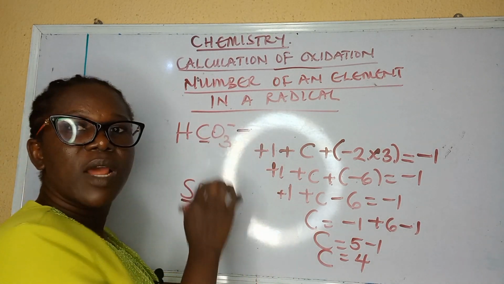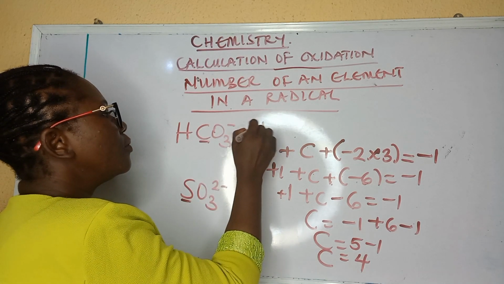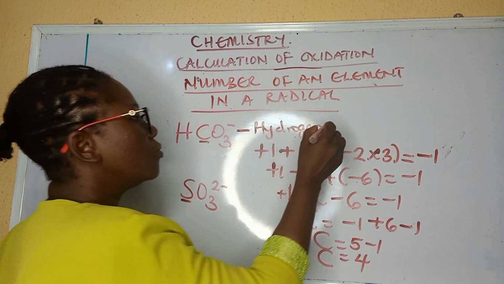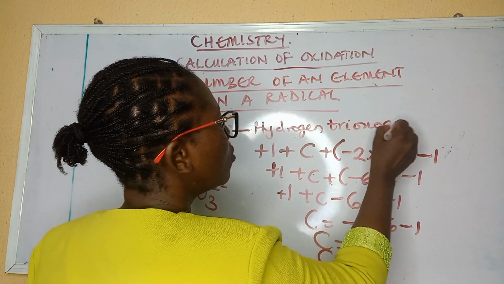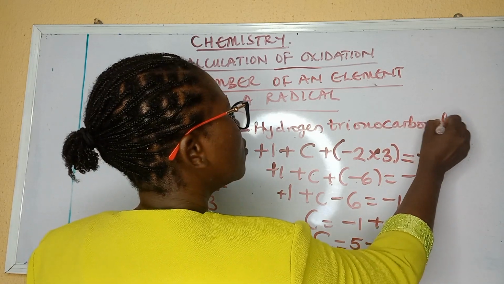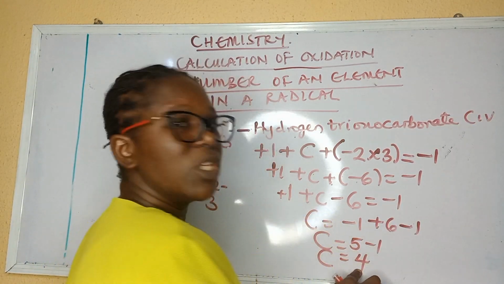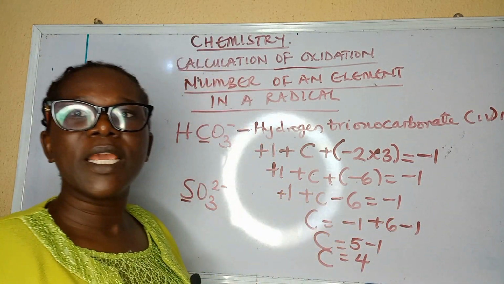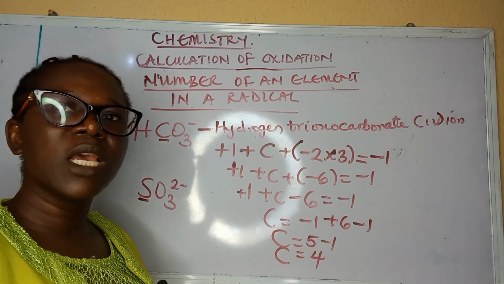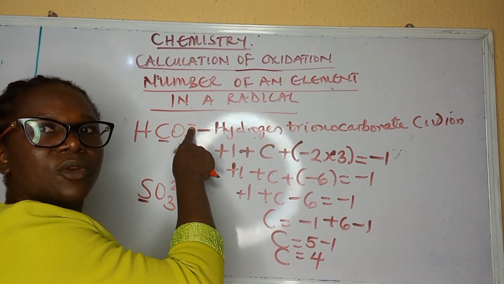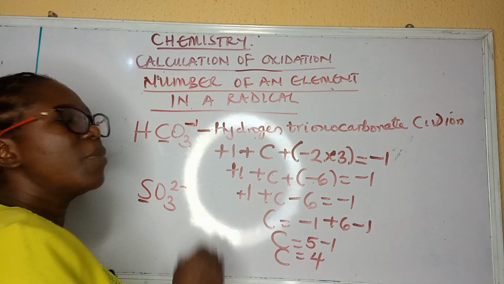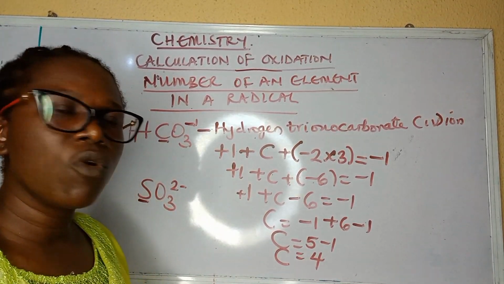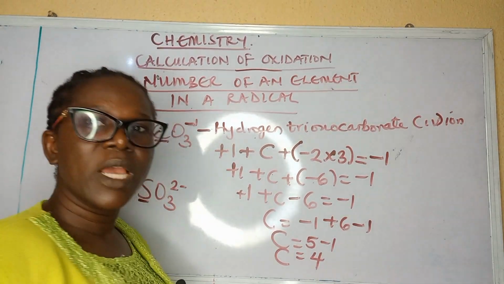So if you want to name this radical, we name it hydrogen trioxo carbonate 4, which is written in Roman figure, ion. It will end with an ion. Why is it ending with an ion? Because it has a charge, which is -1 on it. A compound is not charged, so a compound is neutral. So we don't end the name of a compound with an ion. So you can try this.